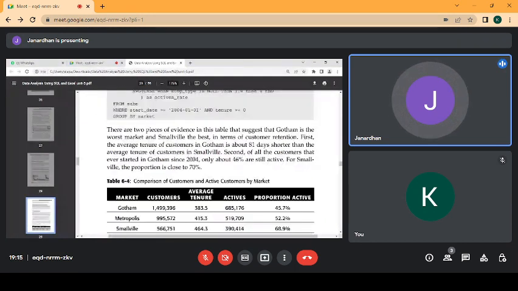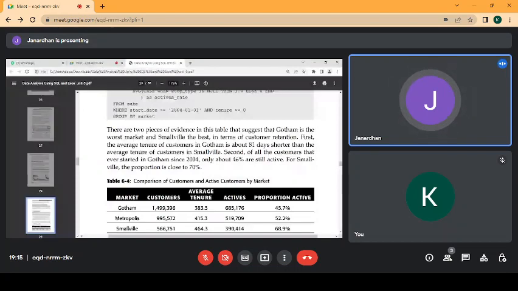How to summarize the markets? Summarizing the markets. The subscriber data contains three different markets: Gotham, Metropolis, and Smallville. A good way to start the analysis is by looking at the proportion of customers in each market who are active as of the cutoff date.